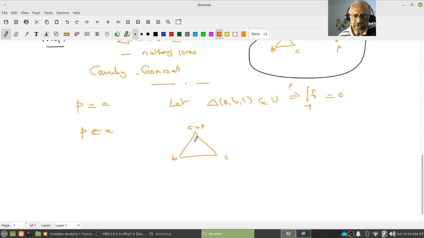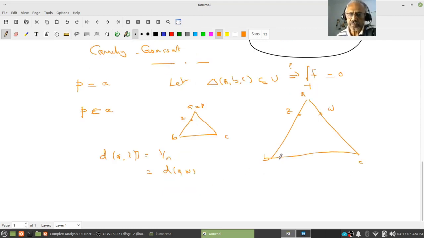What I do is choose points Z and W. Maybe I will draw a big picture. Z and W, A, B, C, such that the distance between A and Z, that is the line segment, is 1 by n, which is the same as the distance between A and W. Now I form a triangle.